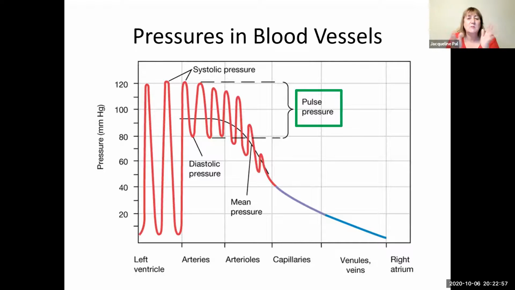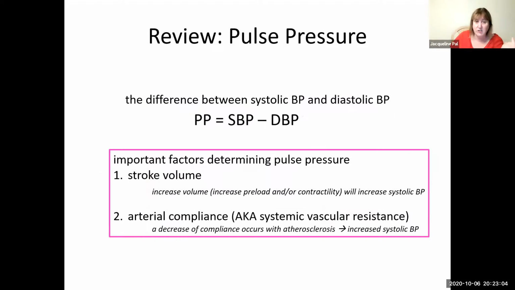And so the difference between the systolic and diastolic blood pressures is known as the pulse pressure. And so it's just simple arithmetic, do a subtraction. Now there are factors that affect the pulse pressure. The first of these is stroke volume.